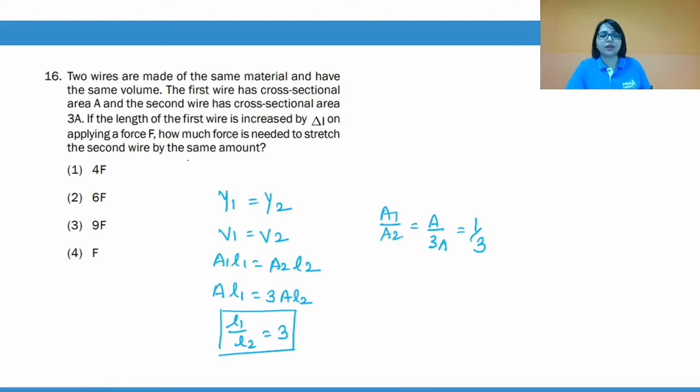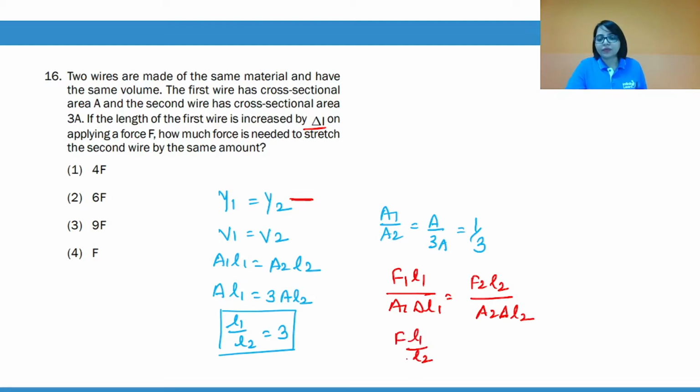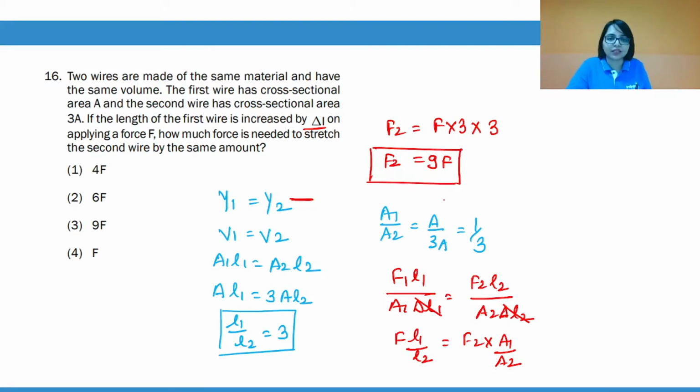Now if Young's modulus is the same and we want to find the force applied on the second wire so that we get the same extension as that of the first, let's use this equation. If Y1 equals Y2, then F1 L1 upon A1 delta L1 equals F2 L2 upon A2 delta L2, right? F1 is F, L1 upon L2 is 3, and delta L1 and delta L2 are equal. So F2 will be F into 3 into A2 by A1, that is equal to 3. So 9F is the force that must be applied on the second wire to get the same amount of extension as that of the first wire. So the correct answer is option 3.